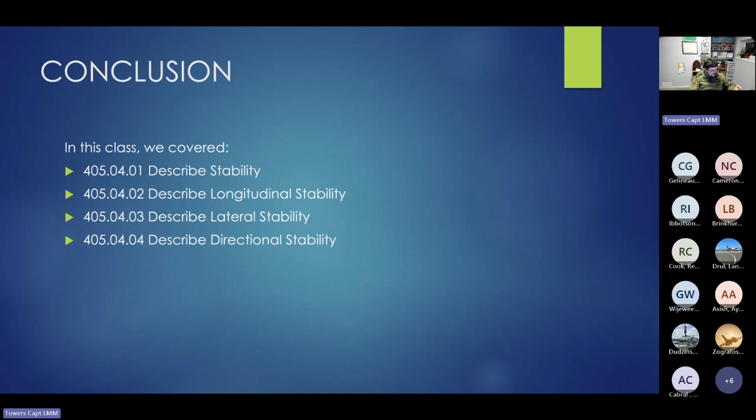Okay, so that concludes the class. We talked about stability, talked about longitudinal stability, lateral stability, and directional stability. I did grab the self-study quiz so that we could go over it together here.